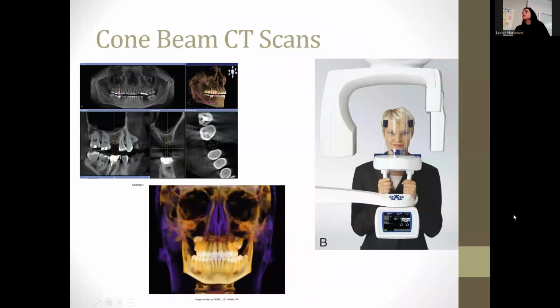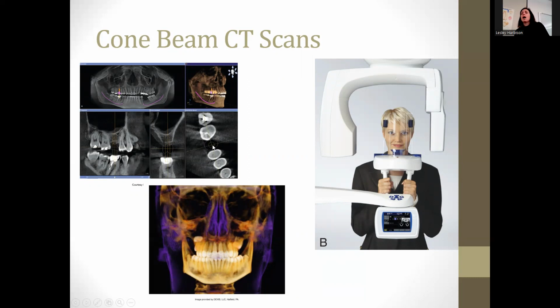So here's an example of somebody standing. They look very similar to a pano. There's variations in the manufacturer, but it looks very similar to a pano. And these are some images in different planes that they might see. They might take one image and then look at it from all different planes. You can see here, it's kind of hard to see, but what they're trying to do is figure out the placement of an implant.